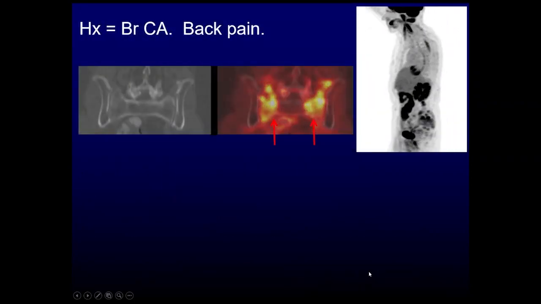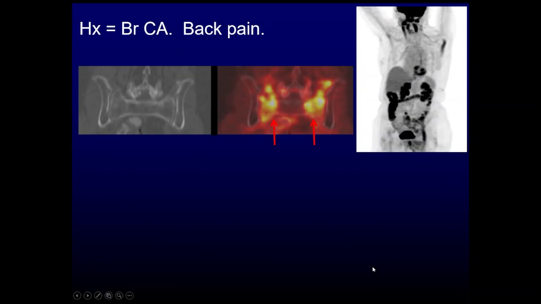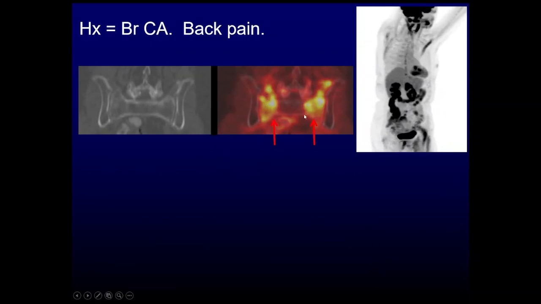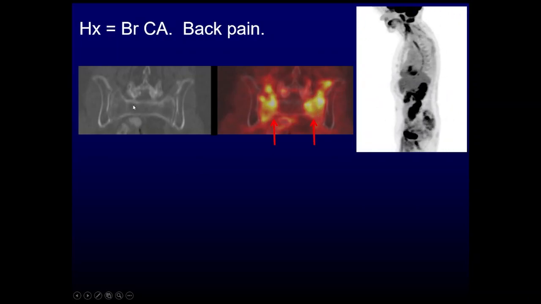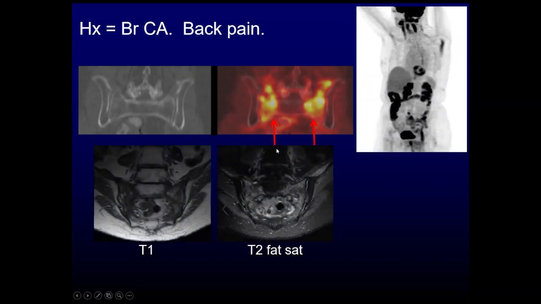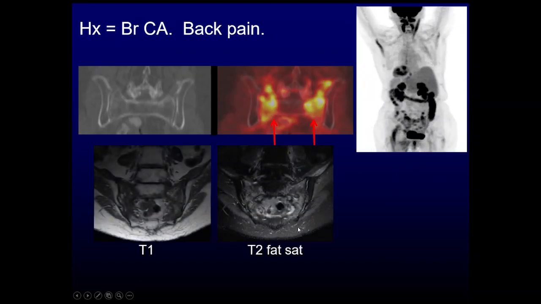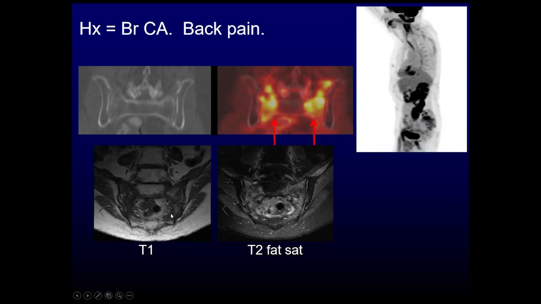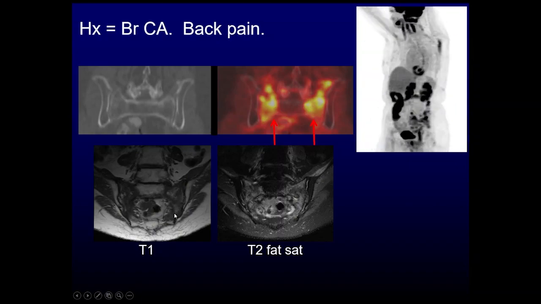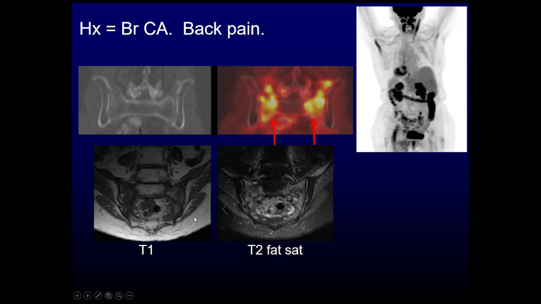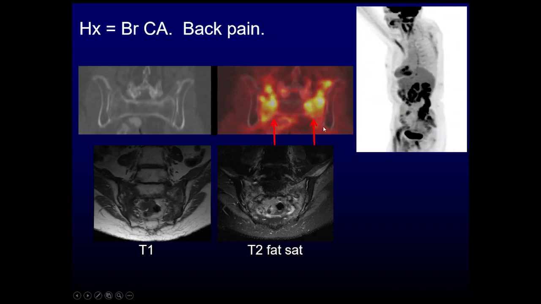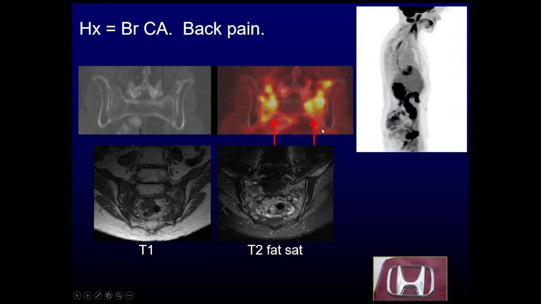A few things to be wary of when you're evaluating the bones. Here's a patient with a breast cancer, and there's bilateral FDG avidity in the sacrum, but nowhere else within the spine. This is further evaluated by MR, and we can see on T1 imaging that there's preservation of some high signal fat. So this isn't replacement by tumor, but rather this is sacral insufficiency fractures, not malignancy.